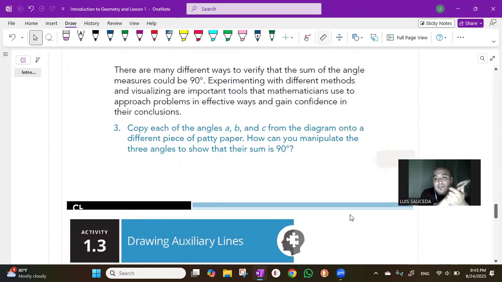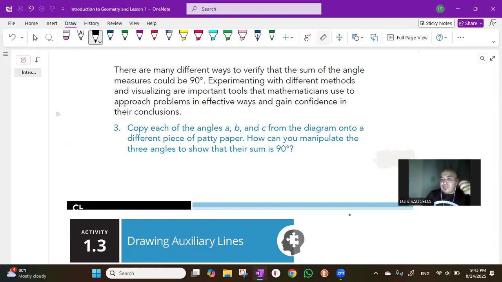And then for the next part, there are many ways to verify that the sum of the angle measures could be 90 degrees. Experimenting with different methods and visualizing are important tools that mathematicians use to approach problems in effective ways and gain confidence in their conclusions. Copy each of the angles A, B, and C from the diagram onto a different piece of patty paper, which we will now use to discuss. How can you manipulate the three angles to show that their sum is 90 degrees? So we'll talk more about that.